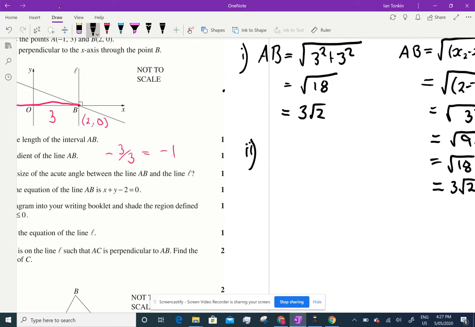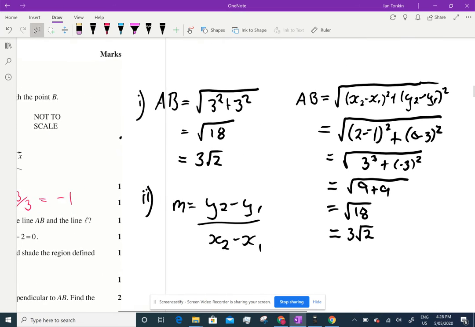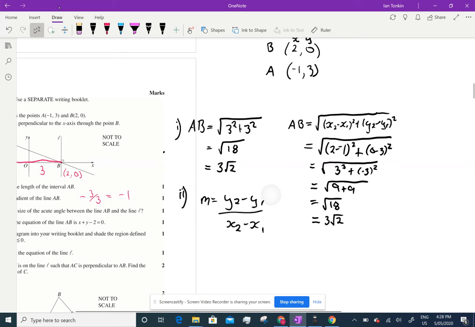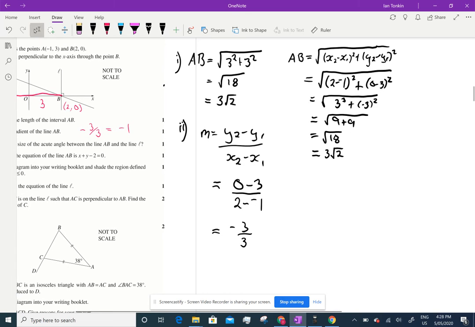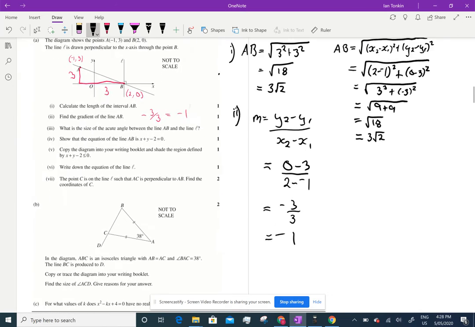So the gradient formula, remember, m is y2 minus y1 over x2 minus x1. And we've got our points. There they are. So let's go the y values first. And you've got to keep them in order, 0 minus 3 and 2 minus -1. Well, that gives me -3 on 3, which is -1. Beautiful. So we've got the gradient.